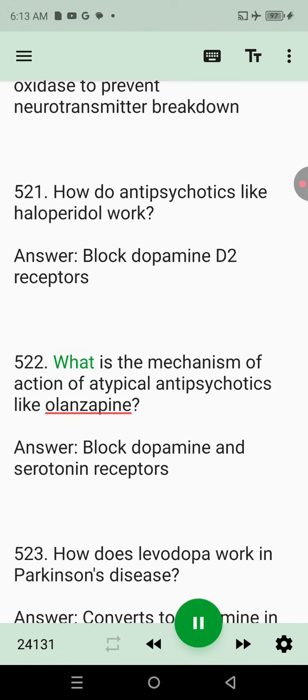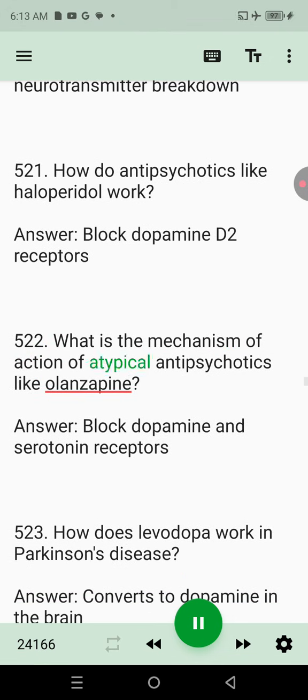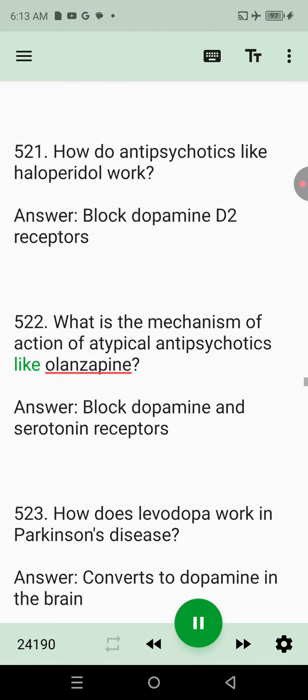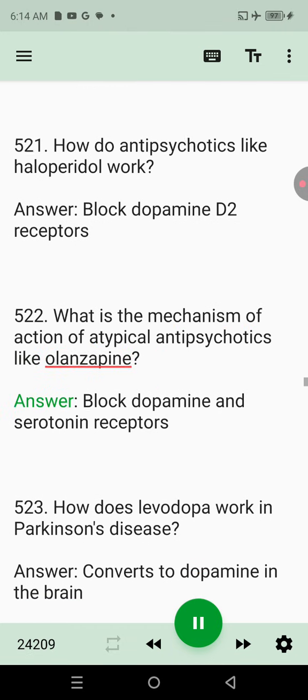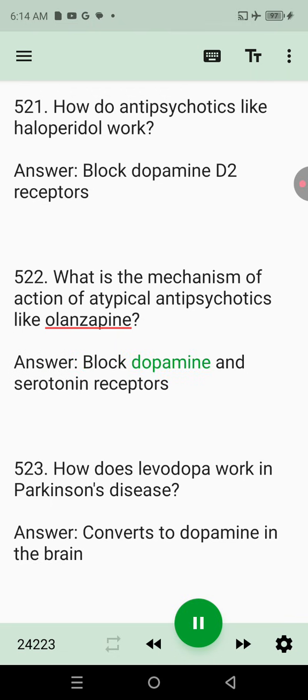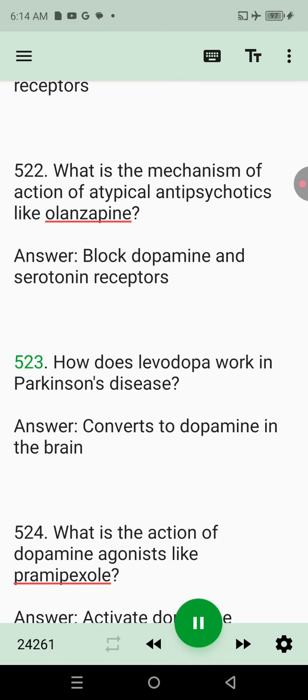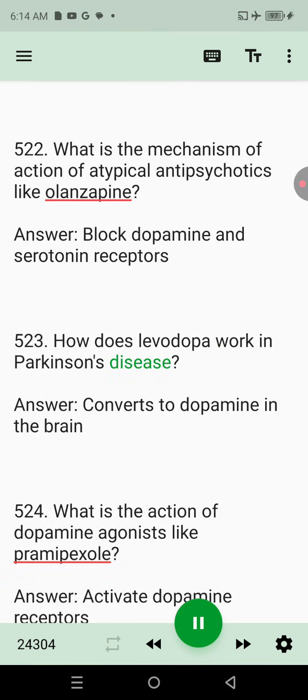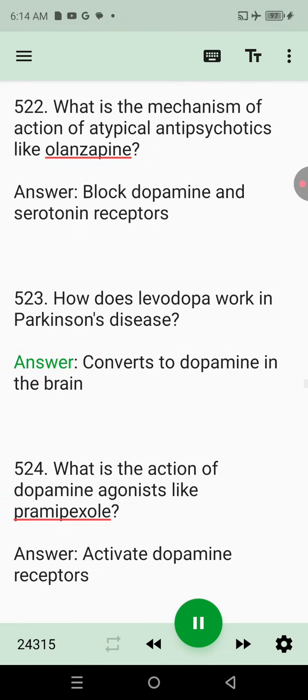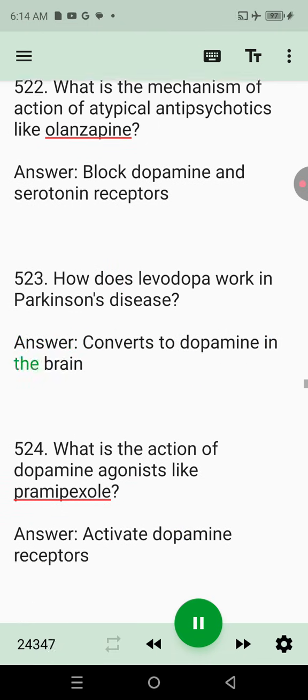522. What is the mechanism of action of atypical antipsychotics like olanzapine? Answer. Block dopamine and serotonin receptors. 523. How does levodopa work in Parkinson's disease? Answer. Converts to dopamine in the brain.